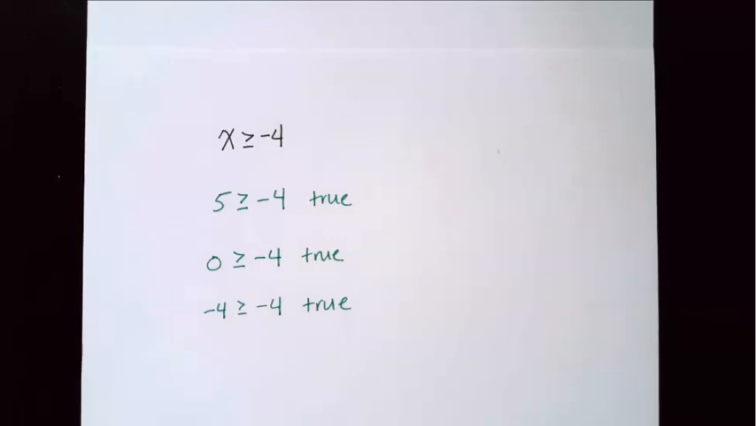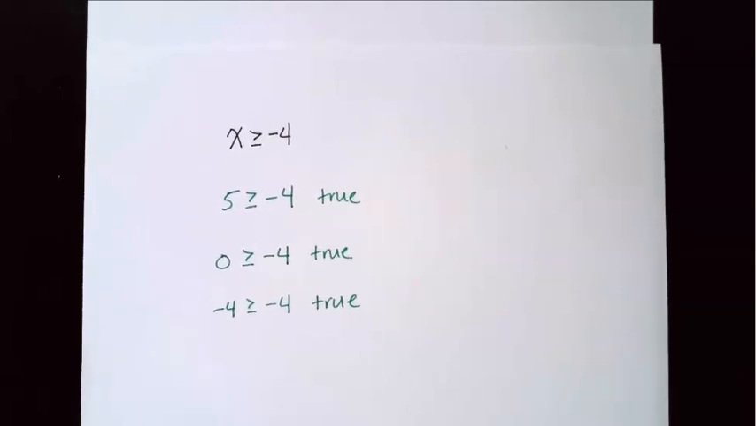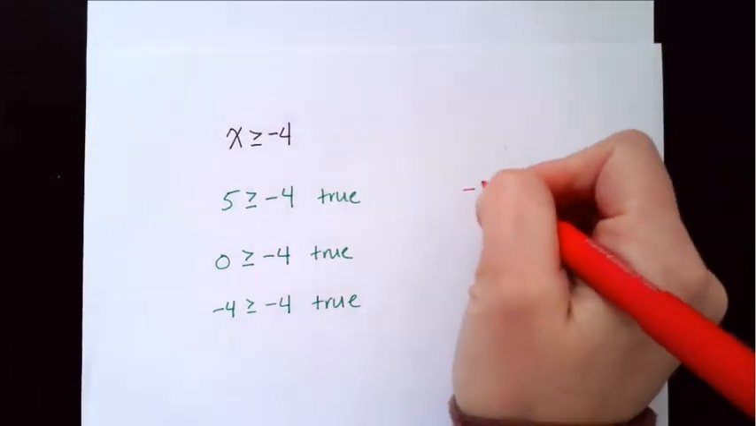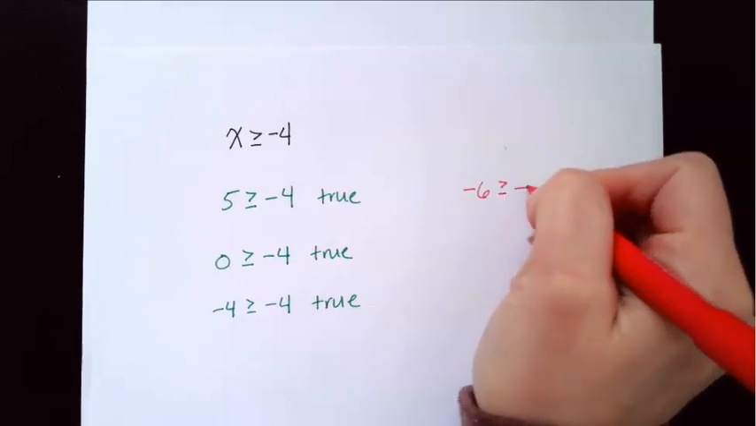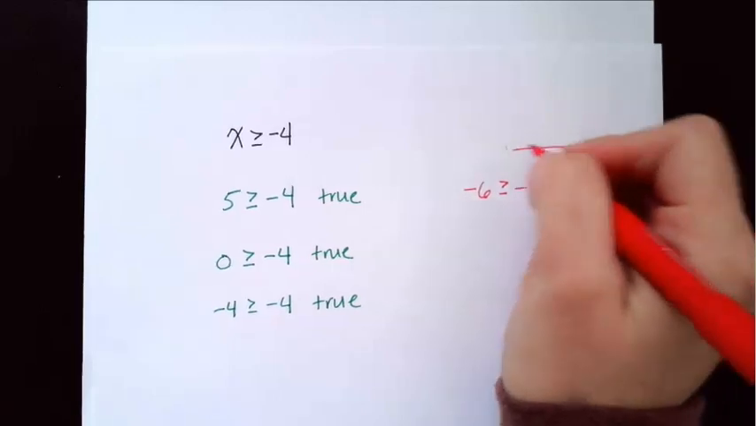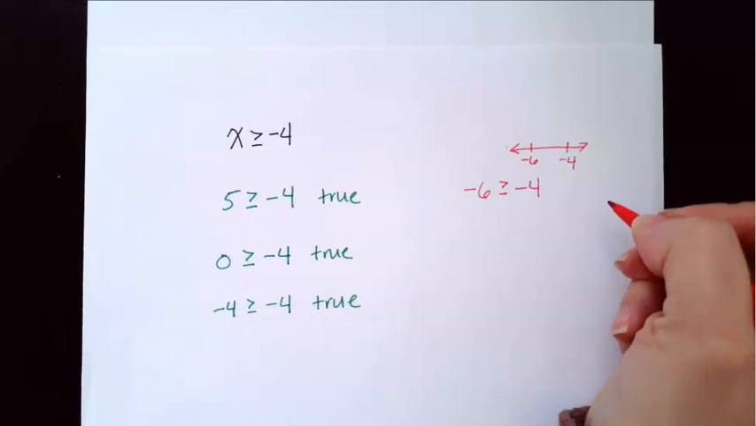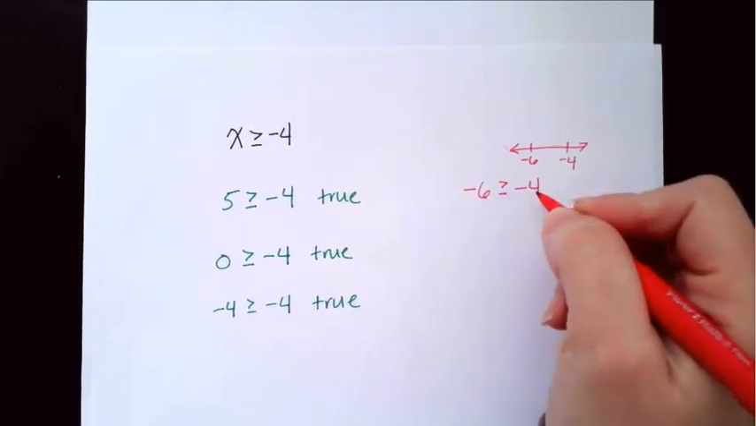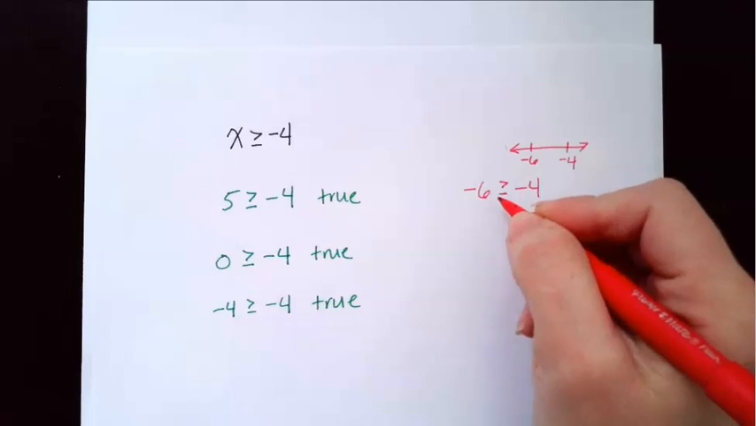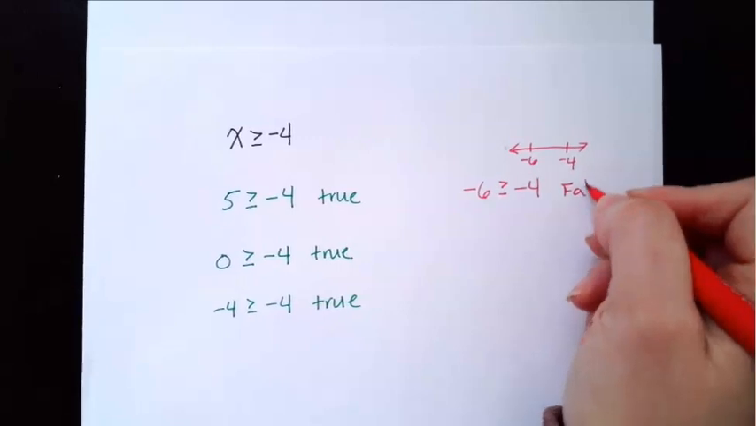It's also important to think about some of the values that don't work, just so you can understand how to determine whether or not an inequality is true or false. So let's say I replaced x with -6 instead. -6 is greater than or equal to -4. Well, comparing -6 and -4 on a number line, -6 falls to the left of -4. So that means that -6 is not greater than -4, it's less than, and these two are not equal. So since neither of the conditions are met, this would be a false statement.